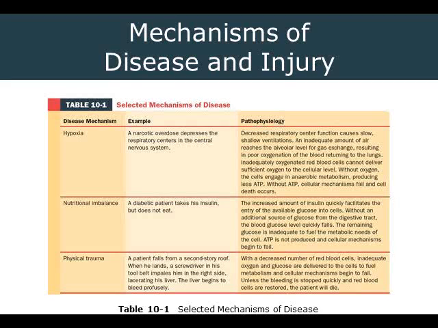Physical trauma. So a patient falls from a second-story roof. When he lands, a screwdriver in his tool belt impales him on his right side, lacerating his liver, and his liver begins to bleed profusely. The liver is a solid organ. Solid organs are very, very blood-rich, and he's going to bleed. It's very easy to bleed to death from simply a liver laceration.